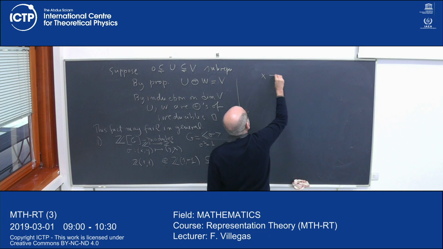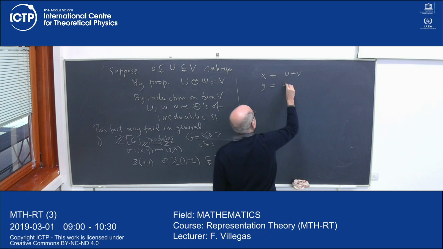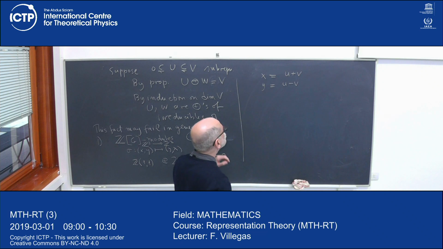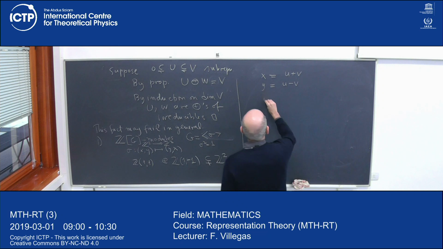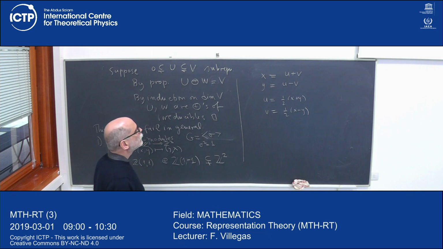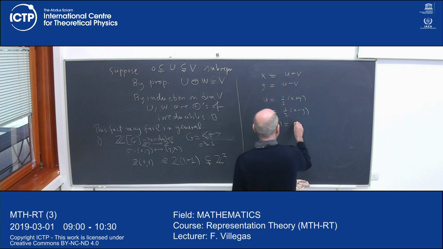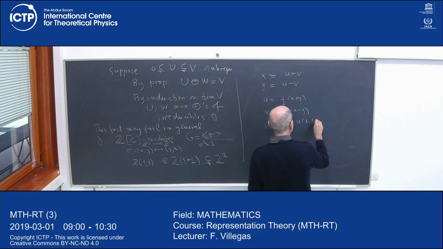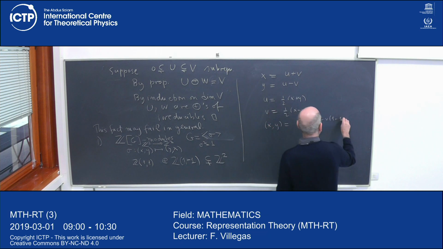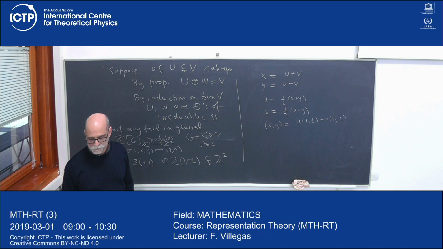So I can write x as u plus v and y as u minus v. But then u would be 1/2 of x plus y, and v would be 1/2 of x minus y. So the vector (x, y) we can write as the vector u times (1, 1) plus v times (1, -1). But u and v typically will require a denominator too.